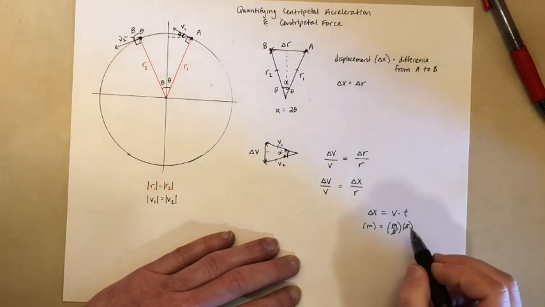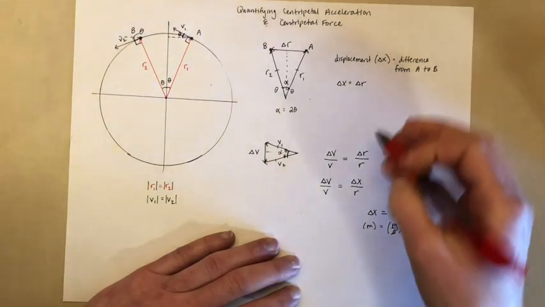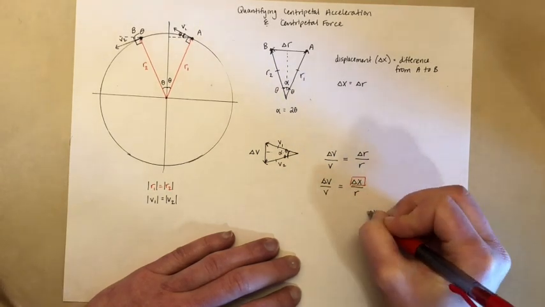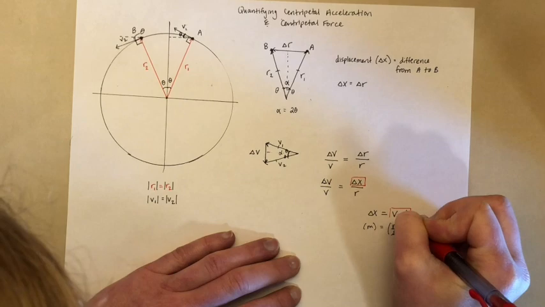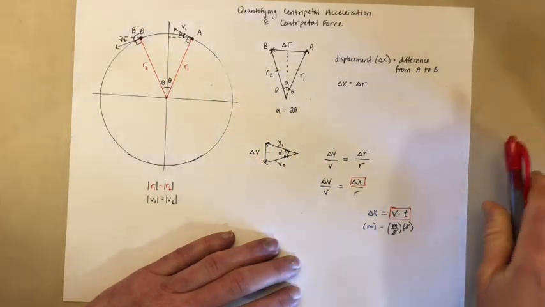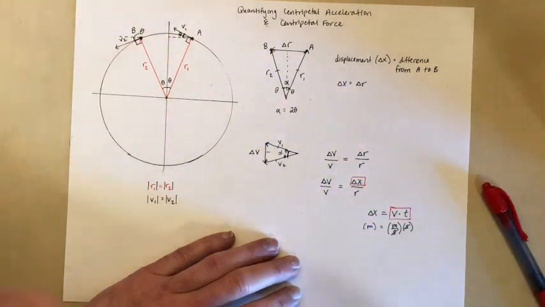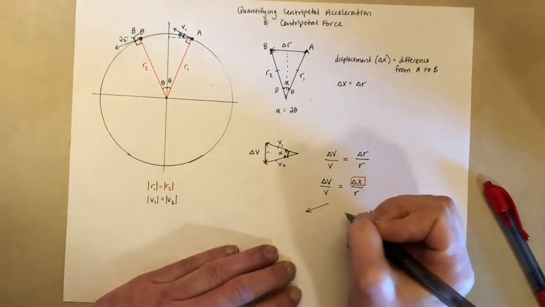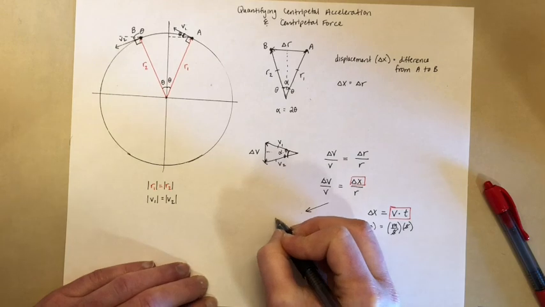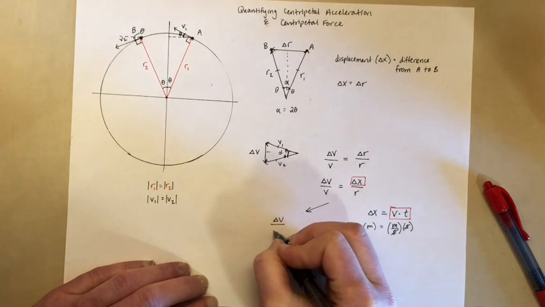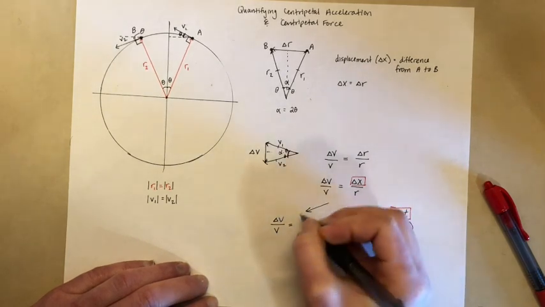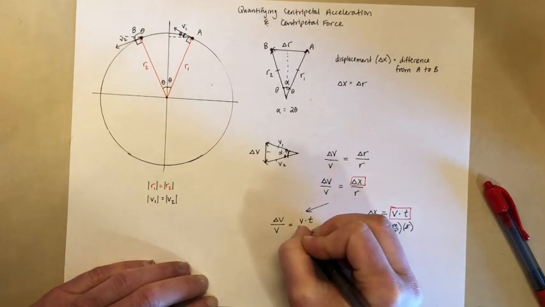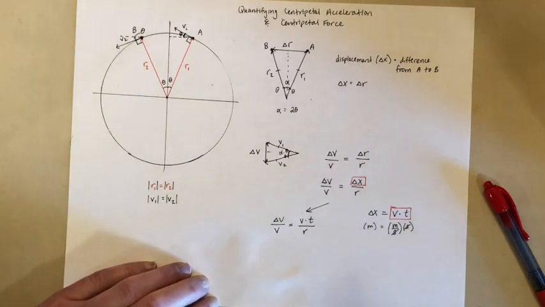So I'm going to do a substitution where I substitute delta X in my equation above with velocity times time, since that's just another way to express my displacement. So now this equation, just going to move it over here, looks like delta V, change in velocity, over velocity is equal to velocity times time, that was my substitution, over the radius still.